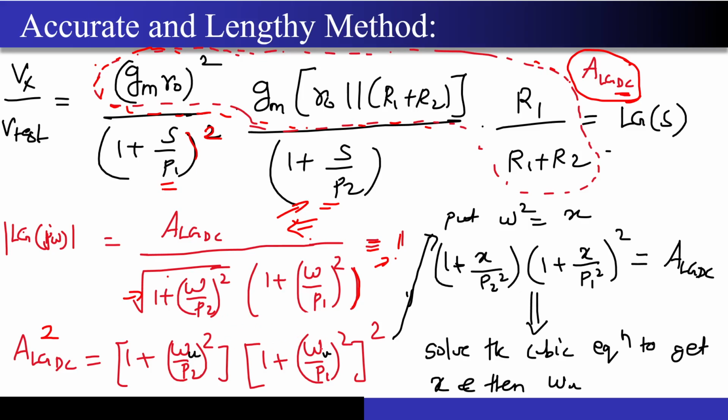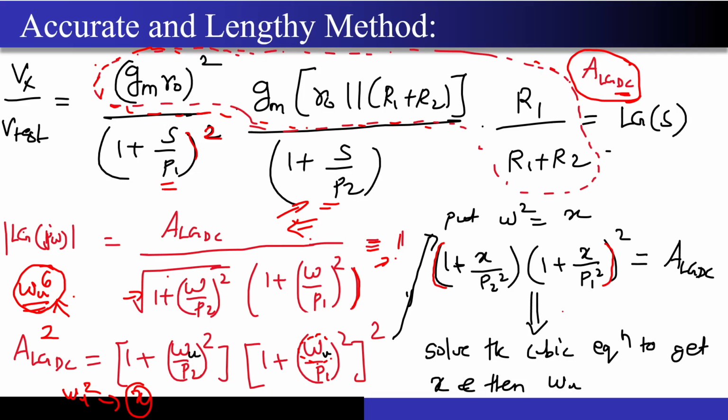Now I want to find out omega u over here, correct? But if you try to multiply these two terms, you will get a 6th order polynomial. In the exam there will be no way for you to solve this expression, correct? What I can do is replace omega u square by some quantity x, and then I can put a separate expression.